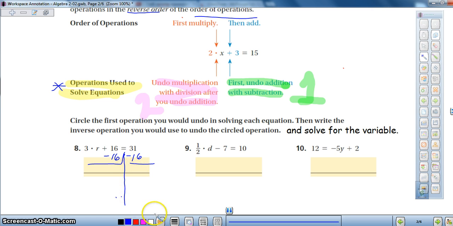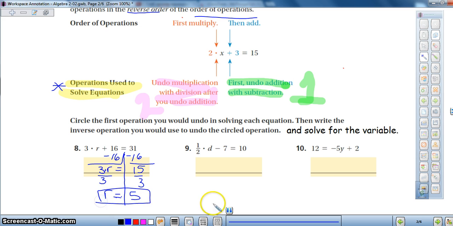If you are doing your subtraction, we would now have 15 on this side. On the other side, negative 16 and positive 16 add to 0, or they cancel, and we're left with 3r is equal to 15. If 3 times r is equal to 15, the opposite of multiplying by 3 is to divide, and you're going to show that division on both sides of your equation. I understand that most of you could do this in your head and tell me your solution, r equals 5.